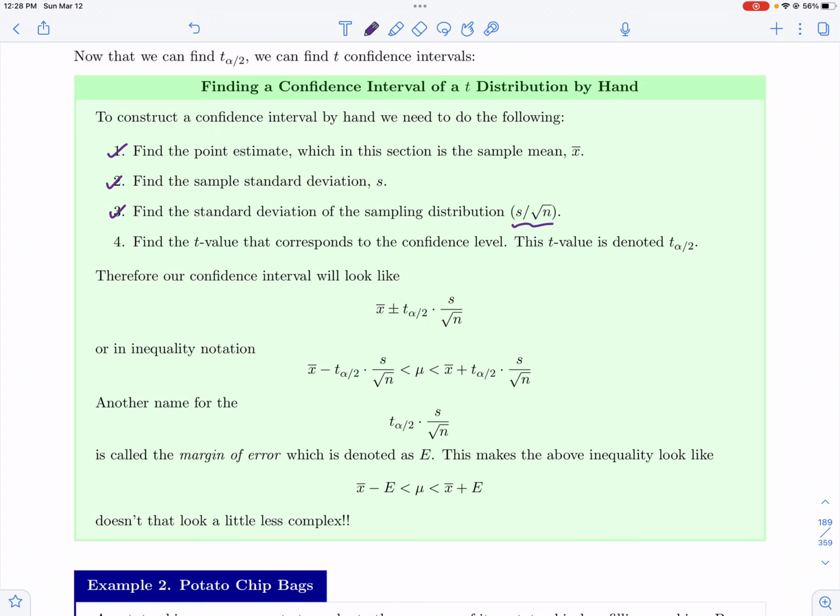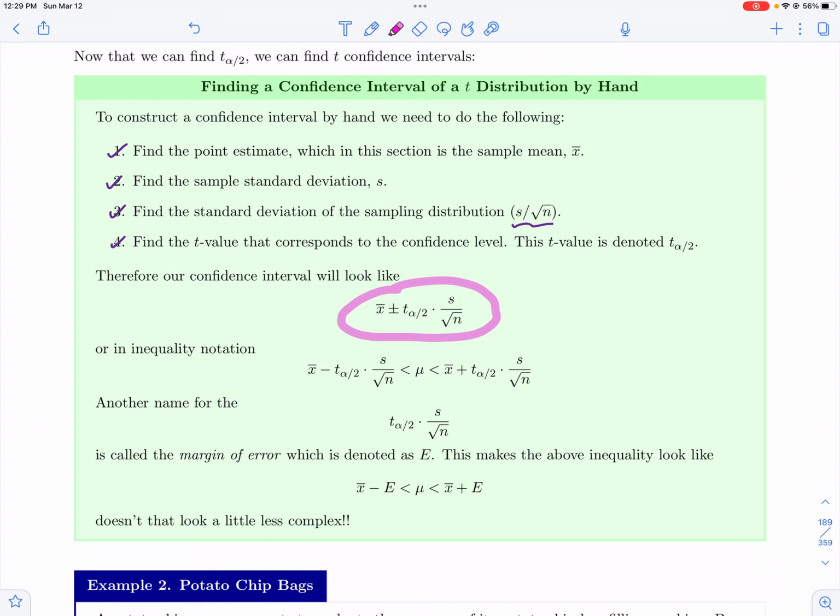And then finally, we want to find our t-value, either using the table, inverse t, or Google Sheets, whichever one, that corresponds to the given alpha level. So again, the only difference between this and 7.1 is instead of using the zebra, we're using the tiger, and we're using the sample standard deviation instead of sigma.